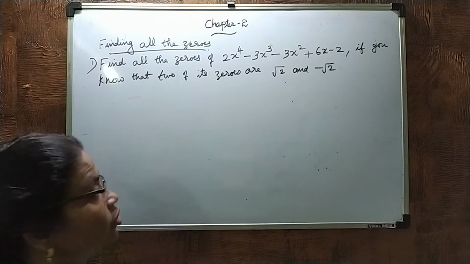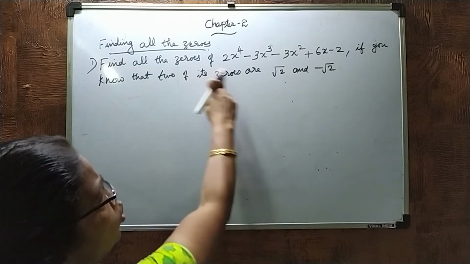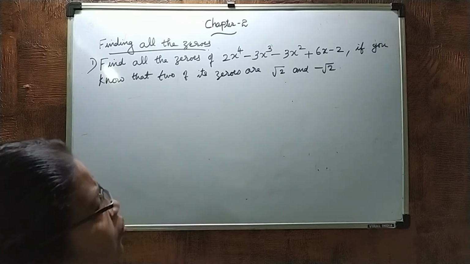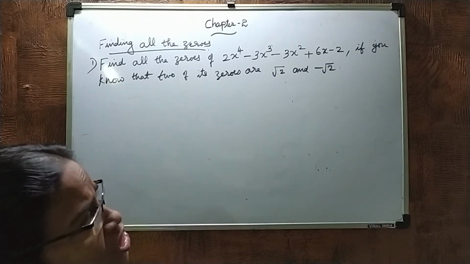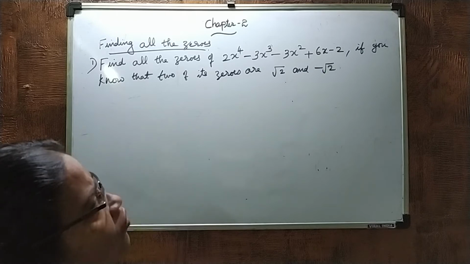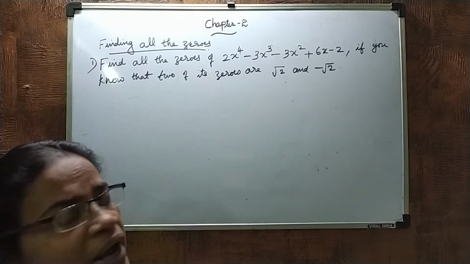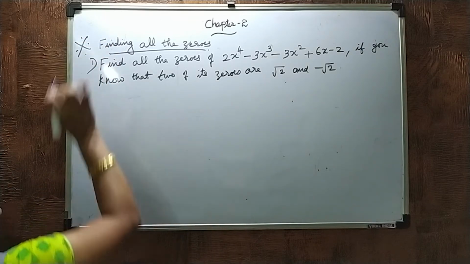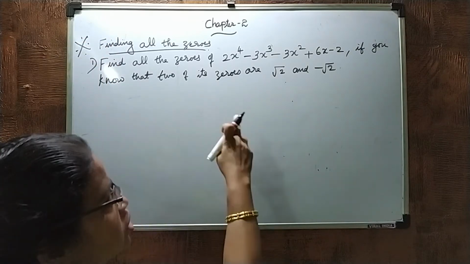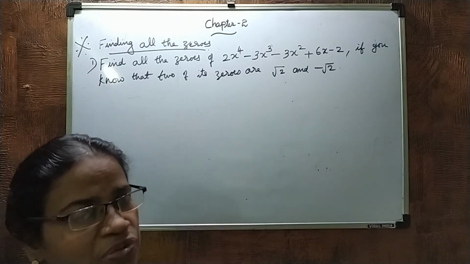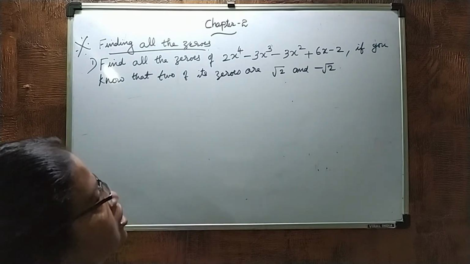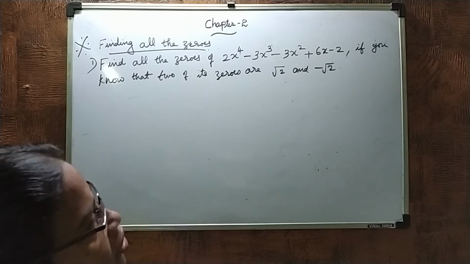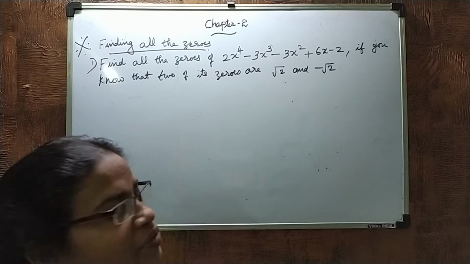And this is the question. Find all the zeros of 2x raised to 4 minus 3x cube minus 3x square plus 6x minus 2 if you know that two of its zeros are root 2 and negative root 2. Actually this question is very important. Not only this question, a question like this is very important. CBSE always asks about this problem. So instead of root 2 and negative root 2, they will give you some other numbers.